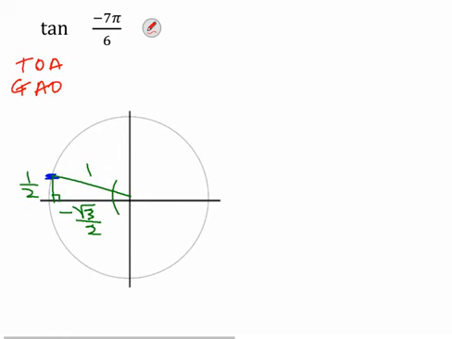So the adjacent leg is right here. It's going to be equal to negative root 3 over 2 divided by the opposite, which is 1/2.